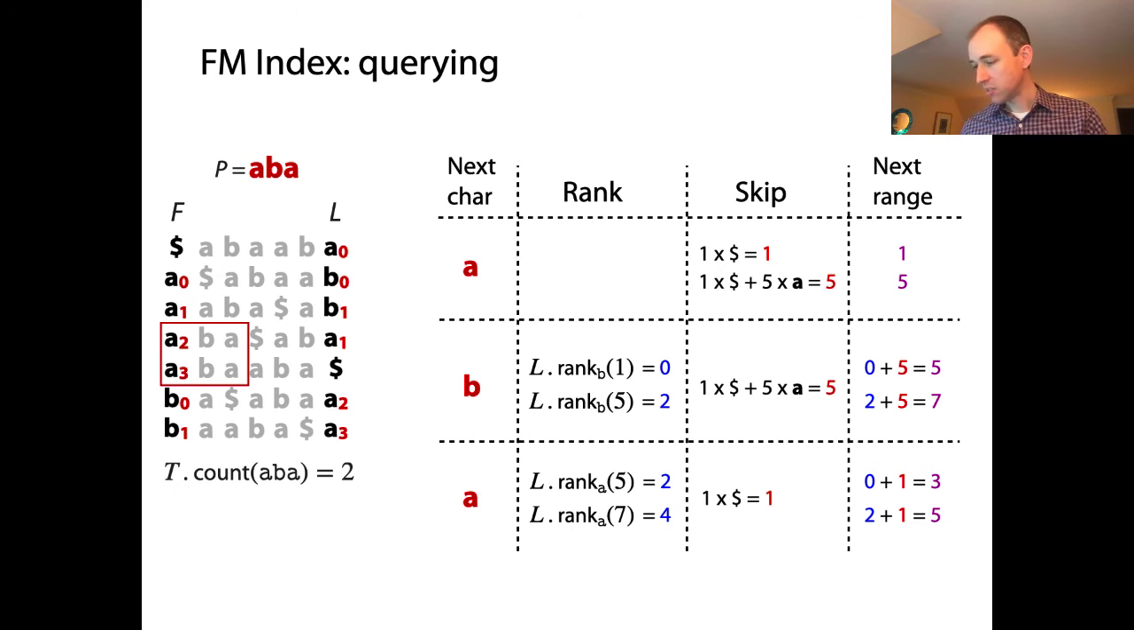Okay, so the answer to the count query comes from that final range. I would just subtract to get 2.